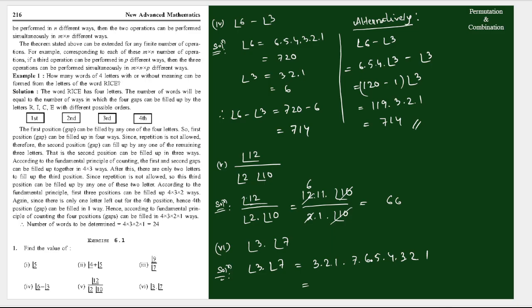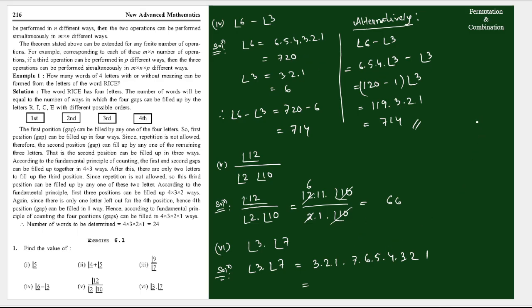Oh, did I make a mistake? 6, 5 is 30. And then this is how much? 24. Okay, it's correct.